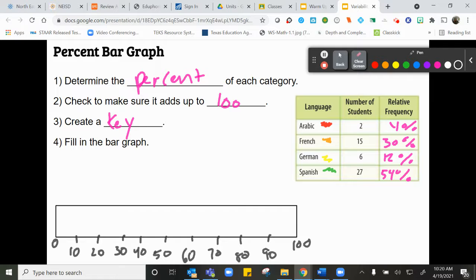All right, now everything is labeled. I have my key. Let's start filling this bar graph in. Now, I would suggest you start with a nice easy number, typically ending in a 0 or a 5. So I'm going to start with French, which was orange, and at 30%. So I'm going to go over here to the 30%, and I'm going to draw a line above it using my orange, and I'm going to fill this in. Okay, this tells me that 30% of the students speak French.